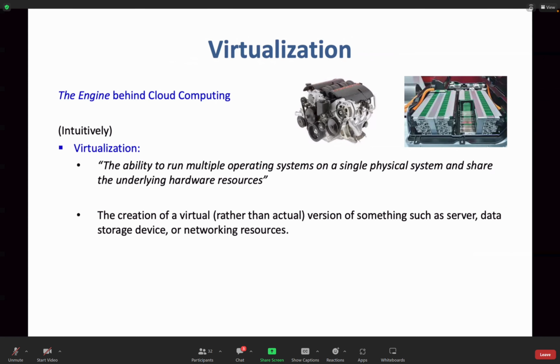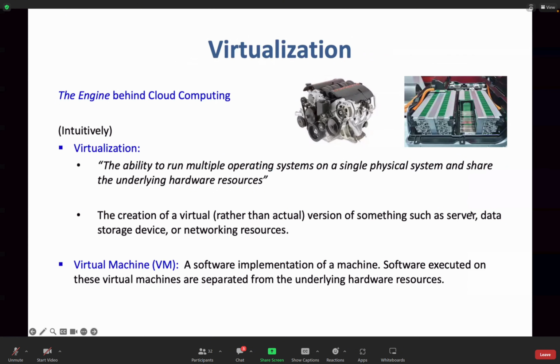It's about creating something virtual, not actual. So the opposite word can be actual, physical, real, all right? So it's creating a virtual version of something. It can be about storage or network resources, but the first thing we are concerned about is a server. So in cloud computing context, virtualization, unless specified, is typically about server virtualization, and we say virtual machine.